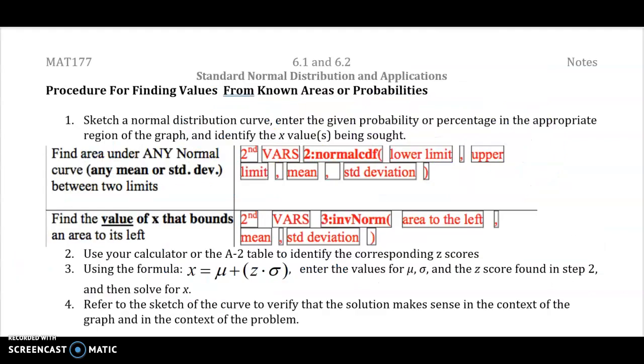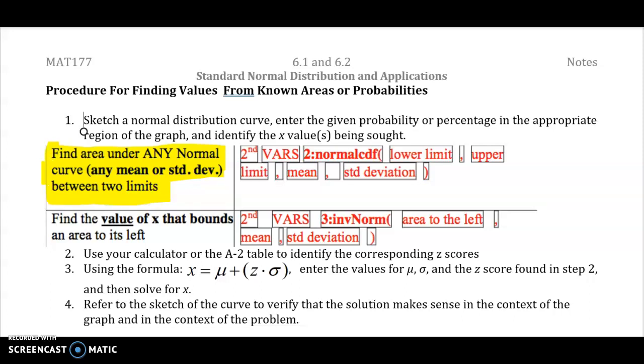On page 6 of our notes, we'll see a procedure for finding values from known areas or probabilities. So our first step is to sketch a normal distribution curve and enter the given probability or percentage in the appropriate region of the graph and identify the values being sought. So our first step, just like the other problems, is we're going to draw a picture of what we're trying to find. And you can see here we have some calculator skills listed for us. We have find the area under any normal curve between two limits. That's what we just practiced on the previous page.